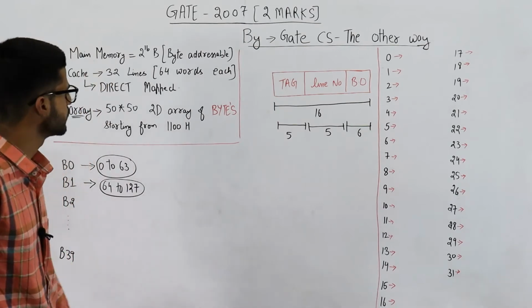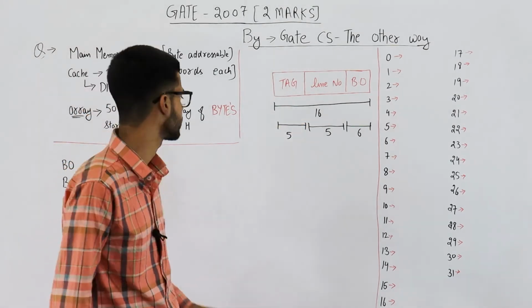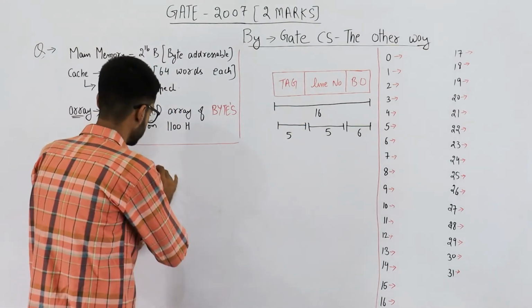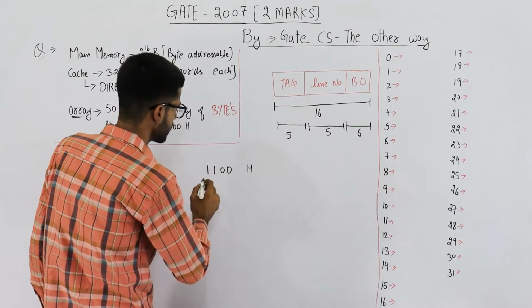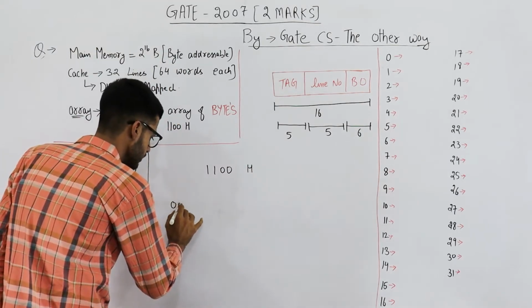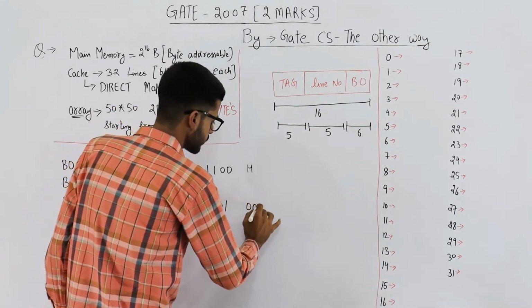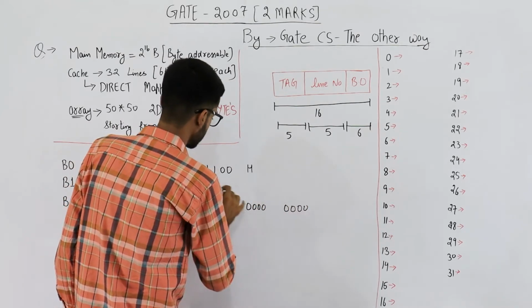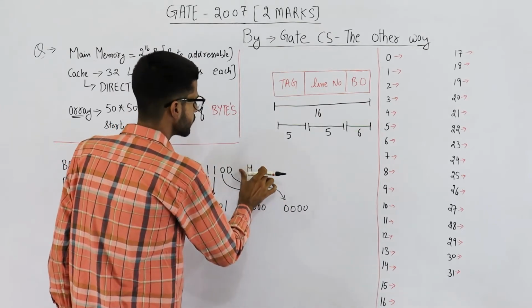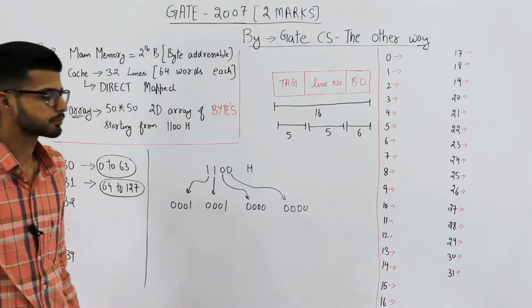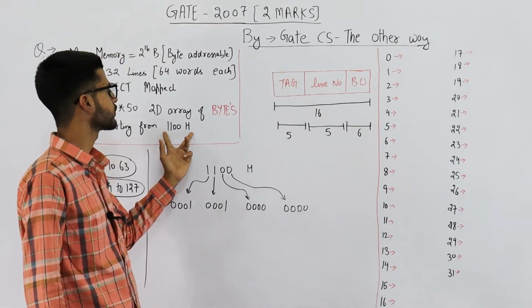Okay. Now let's see the starting address. Where will it be mapped in the cache? Starting address is 1100H. That means the binary equivalent will be 0001, 0001, 4 zeros and again 4 zeros. Okay. So I have converted this hexadecimal number into a binary number. It's actually an address of the main memory. Okay. They are saying the array begins from this address.